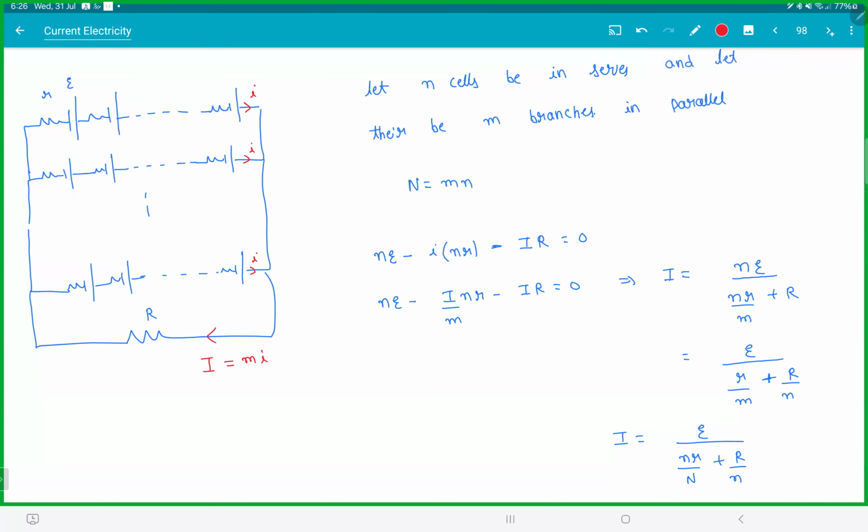We need to minimize this, so that I get maximum. So differentiate with d by dn, n r by n plus r by n. That would be r by capital N minus r by n square equal to 0. N is equal to root over n r by small r. There.